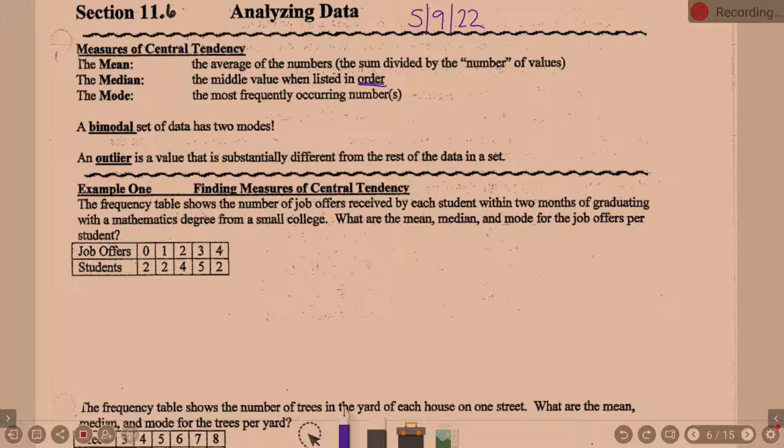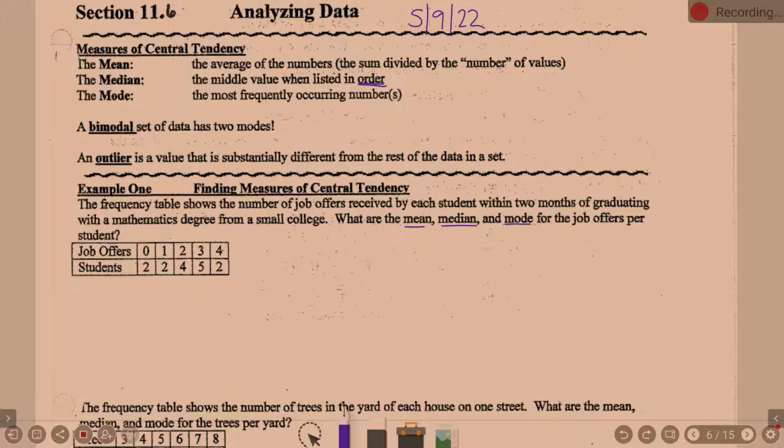Okay. So, example 1 right here. Now, you guys know, and you've known for years, the basics of how to find mean, median, mode. We're going to do this example with a frequency table. So you need to understand what this frequency table means and how we'll go from there. The frequency table shows the number of job offers received by each student within 2 months of graduating with a mathematics degree from a small college. What are the mean, median, and mode for the job offers per student?